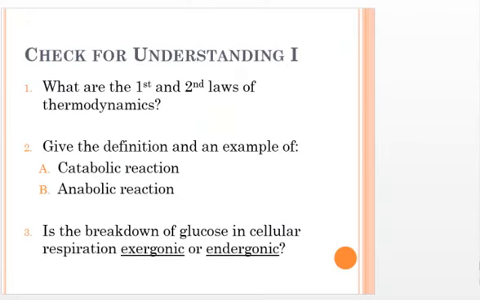So here are some checks for understanding. You should be able to know what the first and second laws of thermodynamics are. And obviously with all of these, you want to be able to relate them back to biology and give examples. What is catabolism and anabolism? And what are specific examples? If you're breaking down glucose in cell respiration, is that exergonic or endergonic, and how do you know?